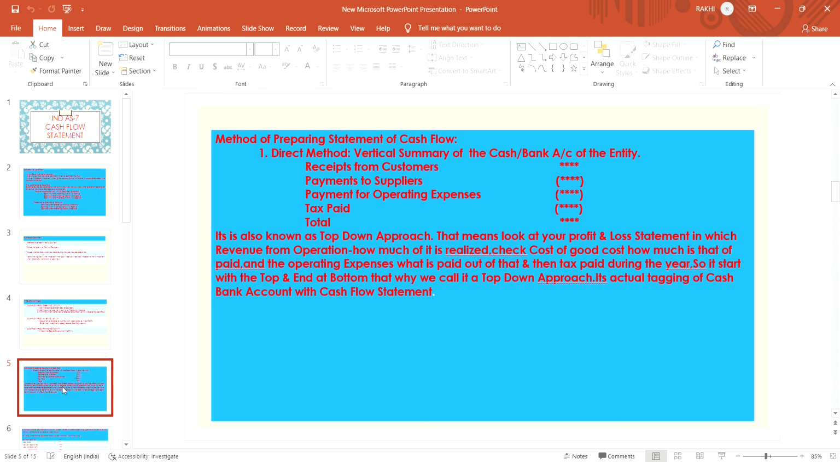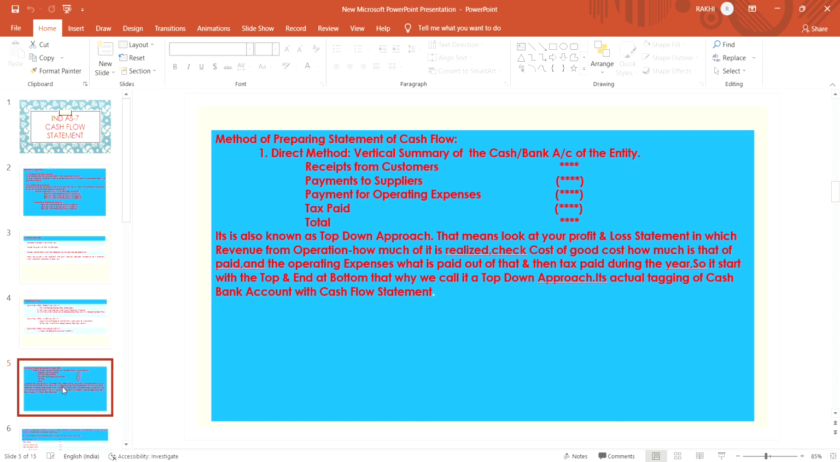And Ind AS 7 also says to prepare your cash flows by following the indirect method. So the direct method is not so important, but still we are discussing it. It is up to the company which method they decide, but for some companies it is mandated by SEBI that they follow the indirect method, and Ind AS 7 also says the same.